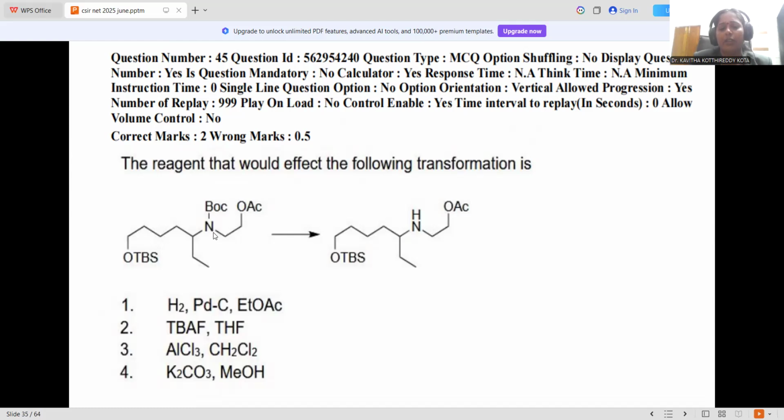If the same compound is converted into another compound by reaction with a suitable reagent, the probable product will be, there is no change in OAc. OAc remains as such. OTBS also remains as such. The only difference is that nitrogen Boc will be replaced with hydrogen. So this is a question taken from protecting groups. Specifically, some reagents are more specific for the removal of certain kinds of capping agents. So here the specific reagent required to remove this Boc functionality on the nitrogen atom is to be identified from the 4 options provided.